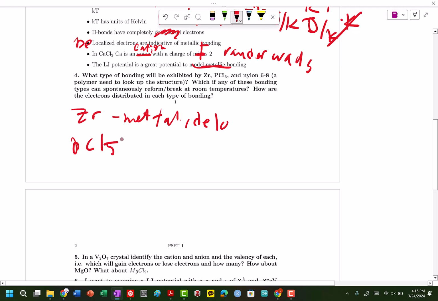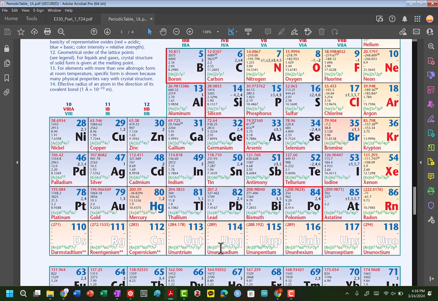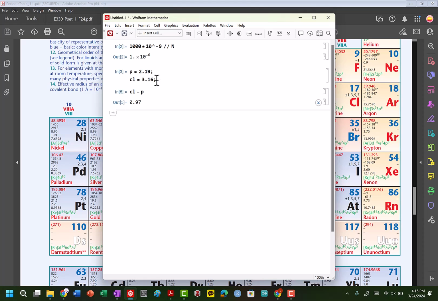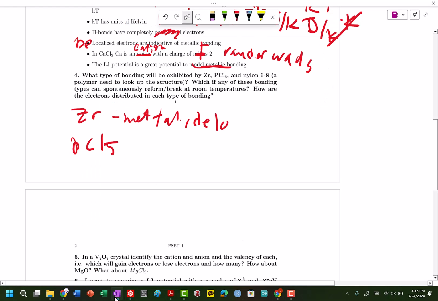PCl5. Let's go ahead and look at our periodic table. I know that chlorine has an electronegativity of 3.16. That's in our periodic table right here. We know that for phosphorus, it's 2.19. If we subtract those, it's 0.97. So that is going to be a polar covalent.